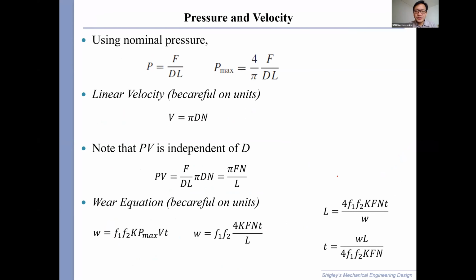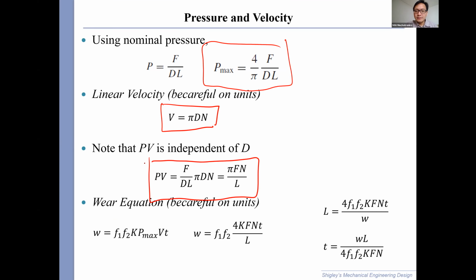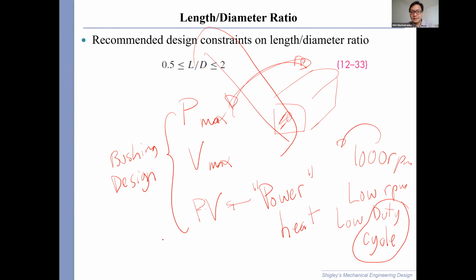So you have pressure and Pmax, but this is what we worry about: V, velocity, and PV. You can take the average P multiplied by V here, or you can just do this formula. Okay, this is also okay. And notice that it is independent of D. Here's my wear equation. We're going to do that on the second problem.